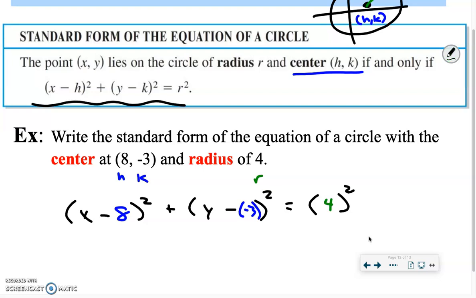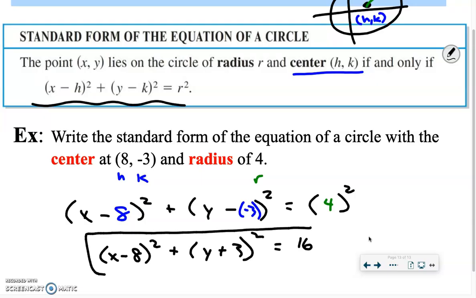4. So just a couple things that we need to clean up. We're good to go with this binomial of (x minus 8) squared. But when we jump over here, the y minus -3, we could rewrite that as (y plus 3) squared. And then, of course, we want to square out the 4. So 4 squared is going to be 16. And this would be our equation.